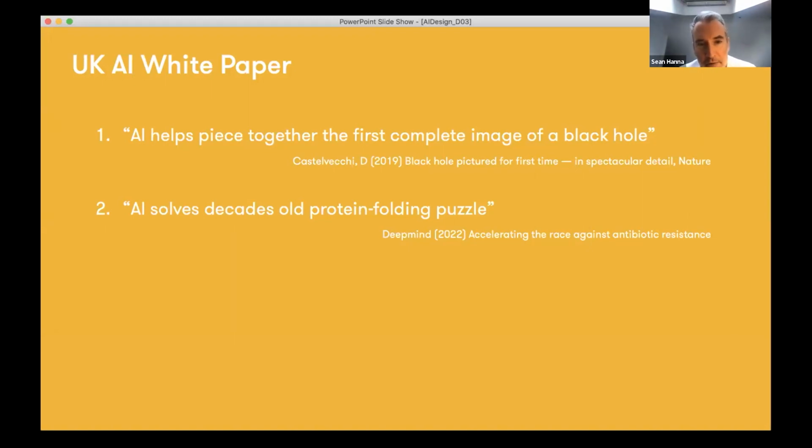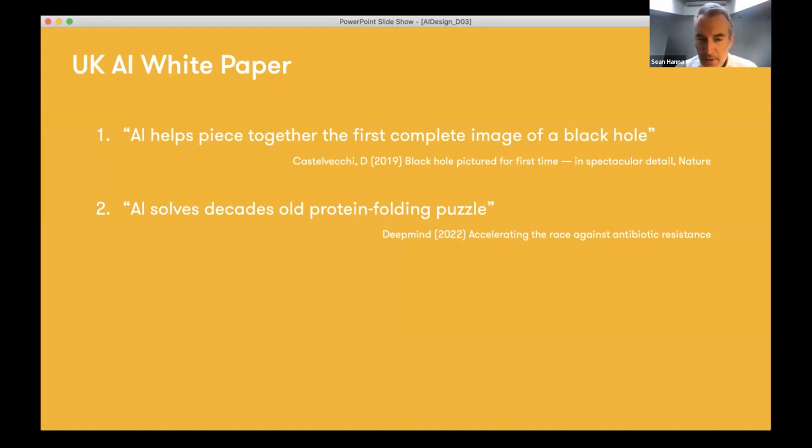Now, just to give a few examples of those differences, here's one from the recent UK strategic white paper on AI. Near the beginning, it lists a bunch of scenarios in which AI has proven to be very successful recently. And these two, I think, are the first two on the list. One is that AI helps piece together the first complete image of a black hole. And the other one is that AI solves a decade-old protein folding puzzle. You may be familiar with that. That was work from DeepMind.